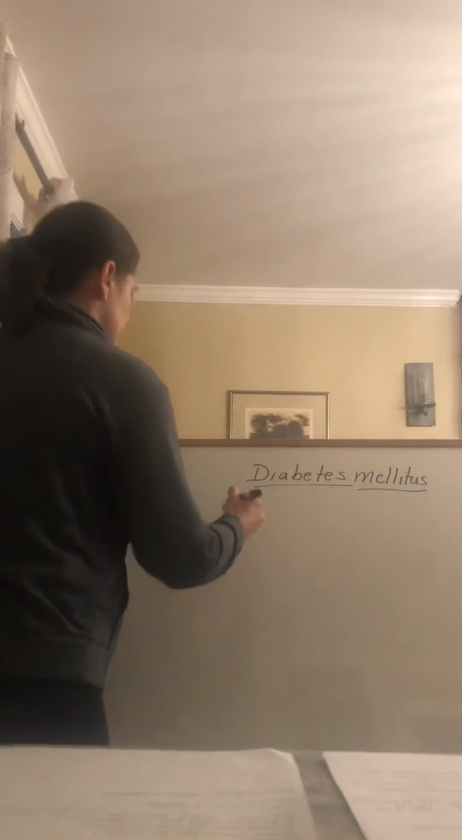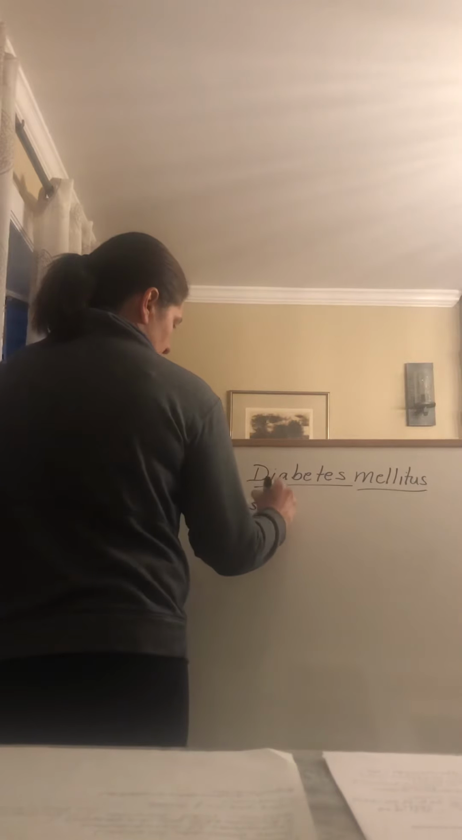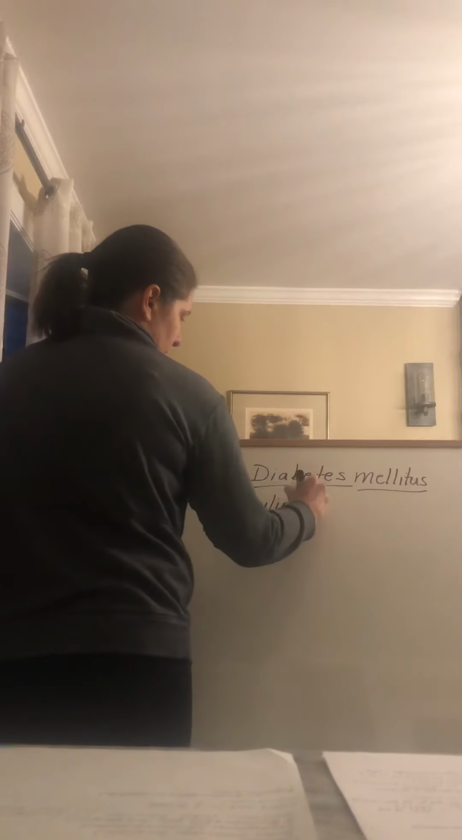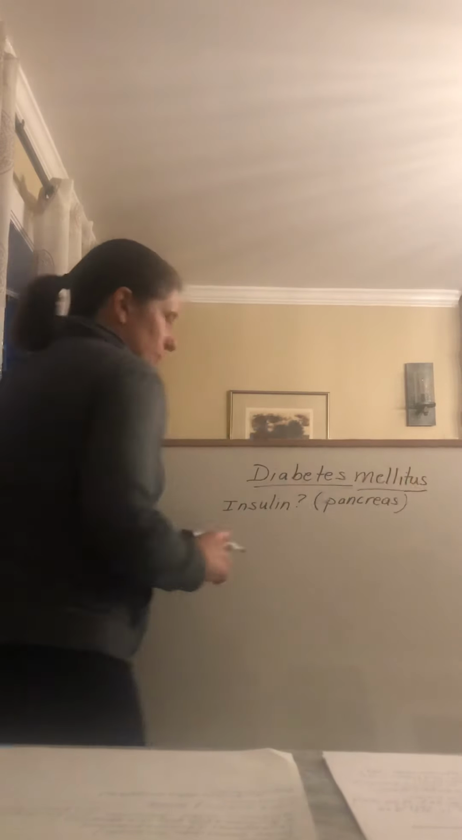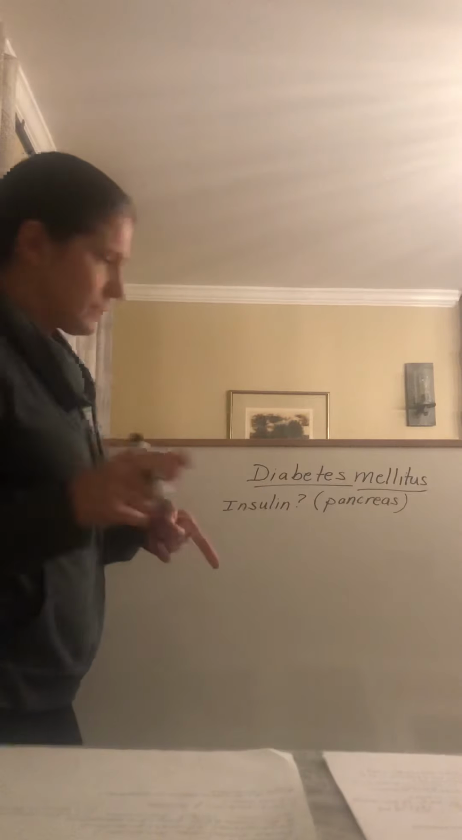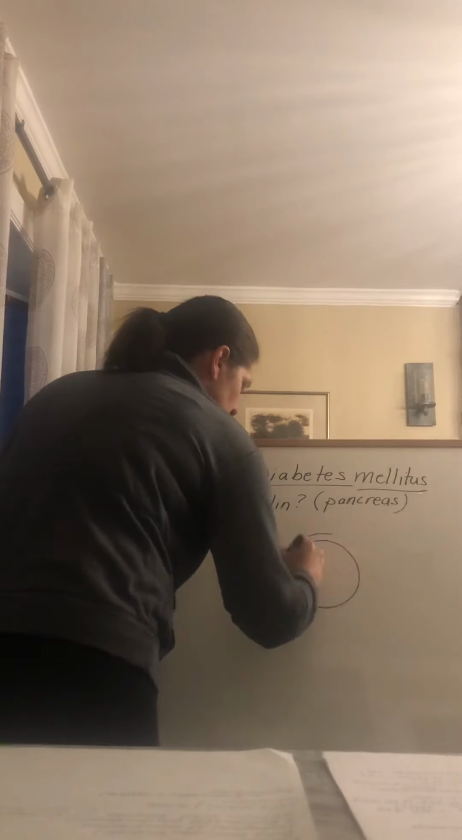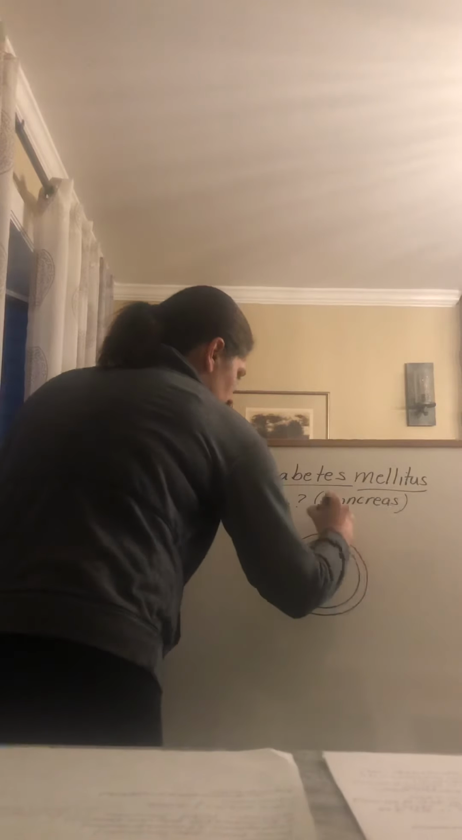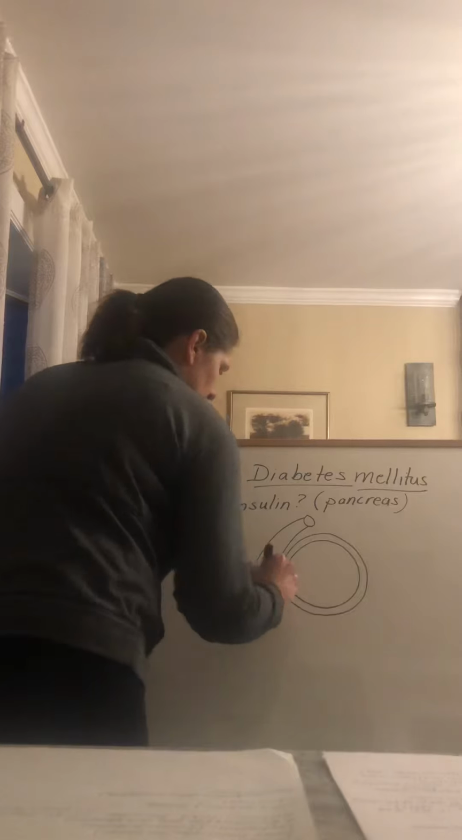So when we talk about insulin, we have to talk about why is it important. So insulin, remember, comes out of your pancreas. And we know that it's important to control blood sugar, but how does it control blood sugar? That's what's important. So here's your cell, right? And then here's your blood vessel, okay?